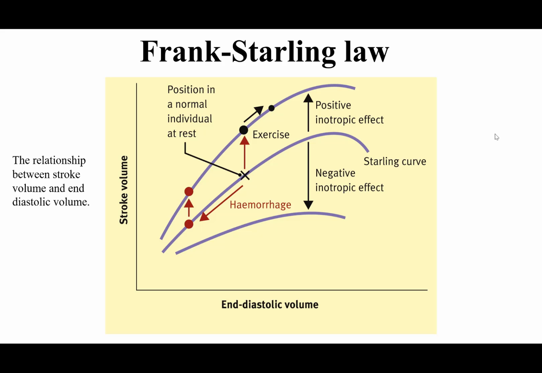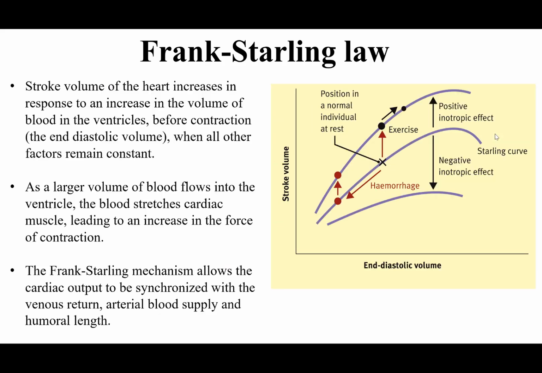This law states the relationship between stroke volume and end diastolic volume for an individual at rest, and the relationship upon exercise and upon hemorrhage, also called the positive inotropic effect and the negative inotropic effect respectively. So what it says is that the stroke volume of the heart increases in response to an increase in the volume of blood in the ventricles before contraction. This is basically the end diastolic volume, when all other factors remain constant.